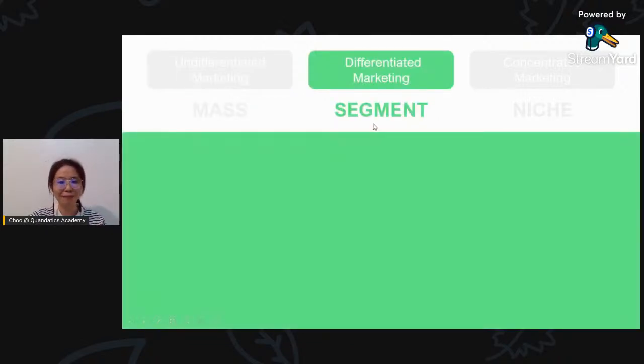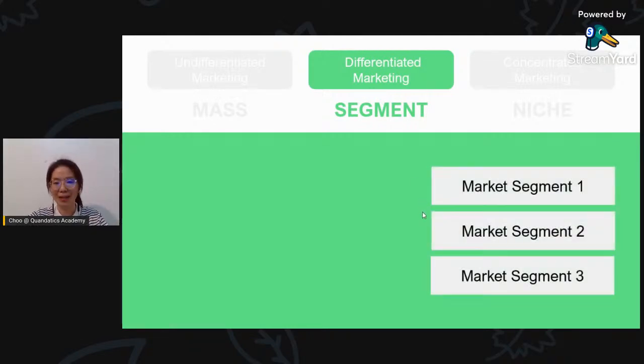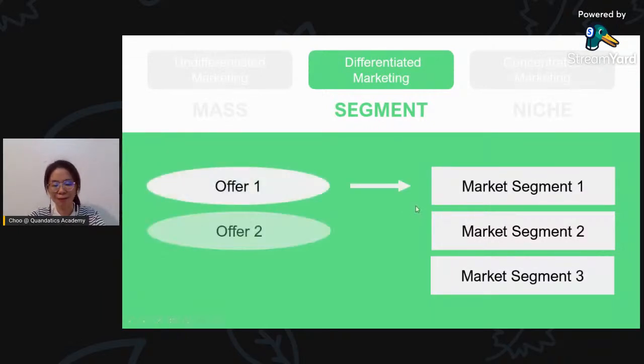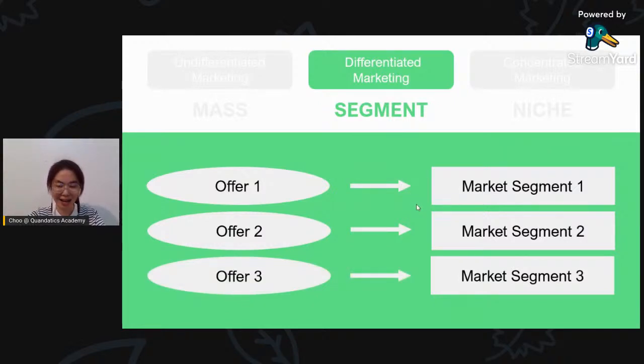Next, let us talk about segment, which is the differentiated marketing. So what is segment marketing? Segment marketing will break the overall market into smaller segments. For example, in the whole market, I can break them into 3 segments. By targeting several different segments, we can give different special offers targeted on each of the segments based on their unique characteristics. Whenever we do the segmentation, it's basically segmented by the characteristic. So all these offers can be done accordingly to the market segment. So this is segment marketing.